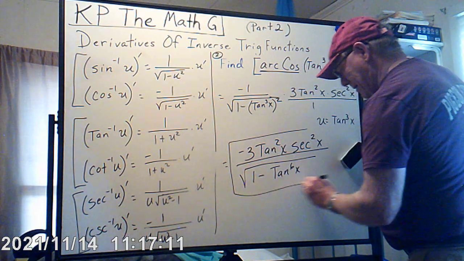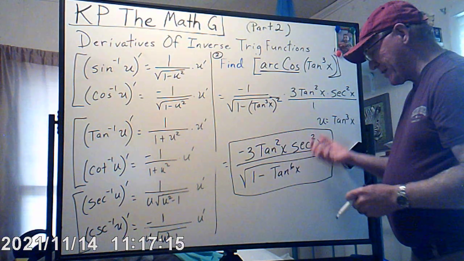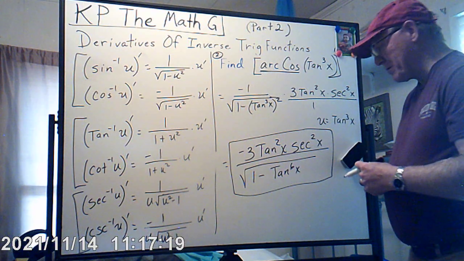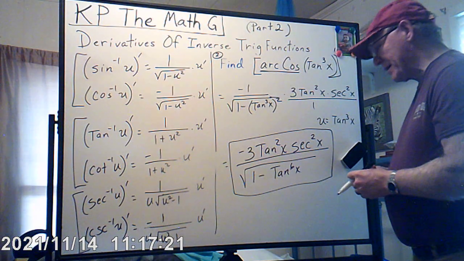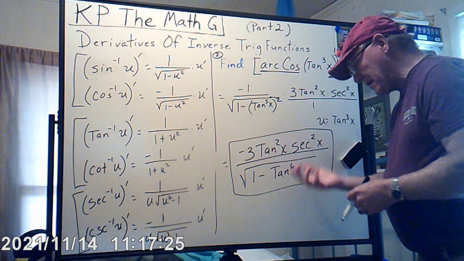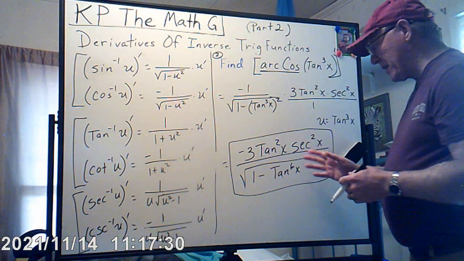Okay, my goodness, if you wanted to, you could change this to sines and cosines, but on a timed test, you're not going to have a whole lot of time to do that. So if they're just asking you to find the derivative of this, this is good enough. So I'm just going to leave it just like this.